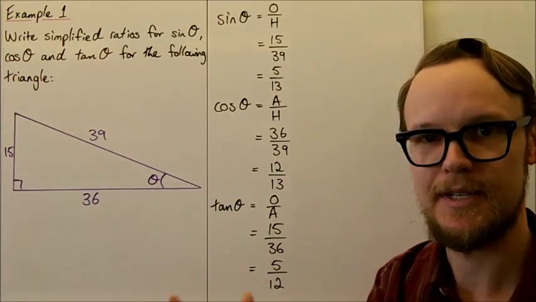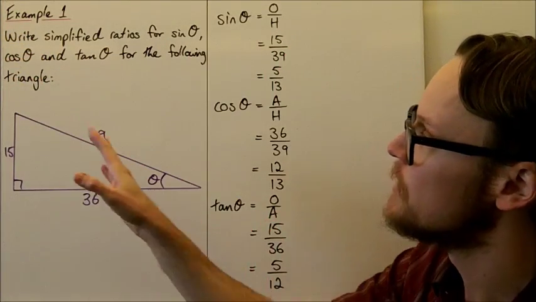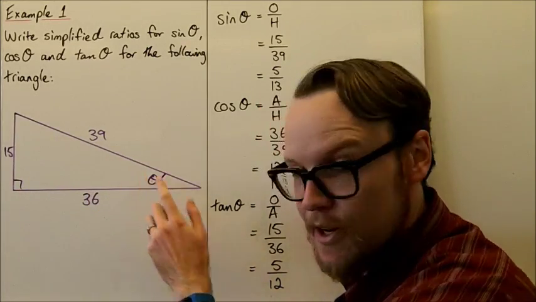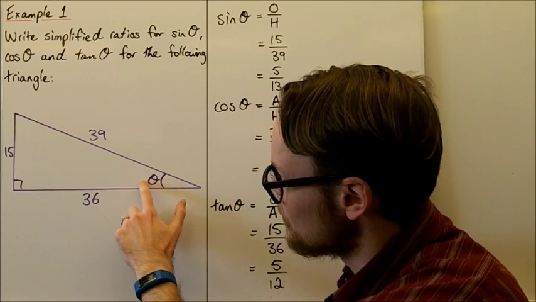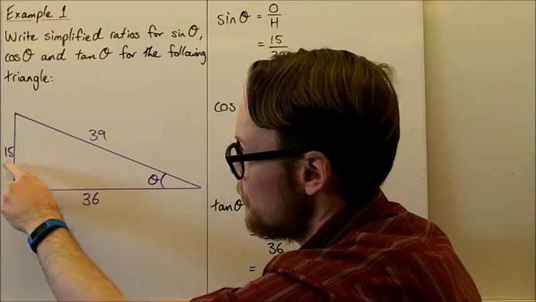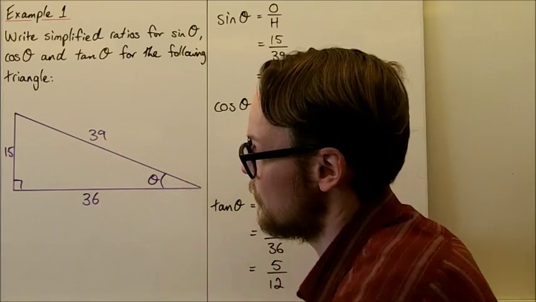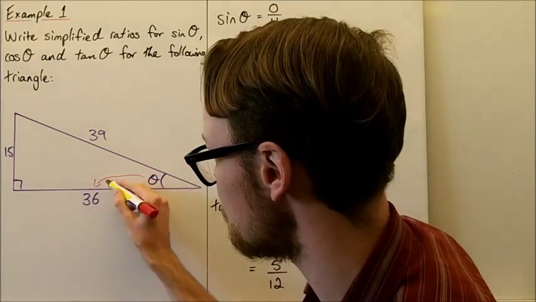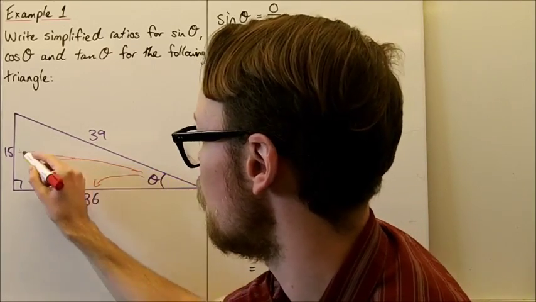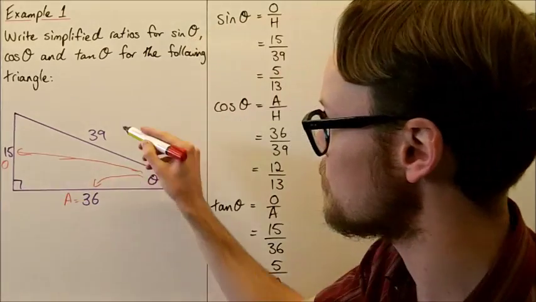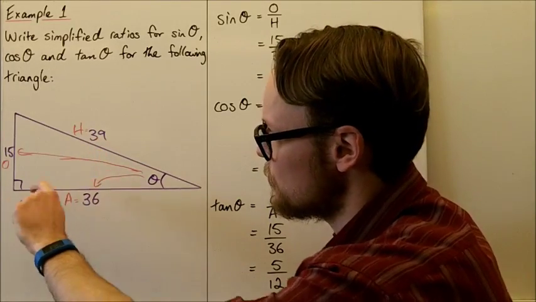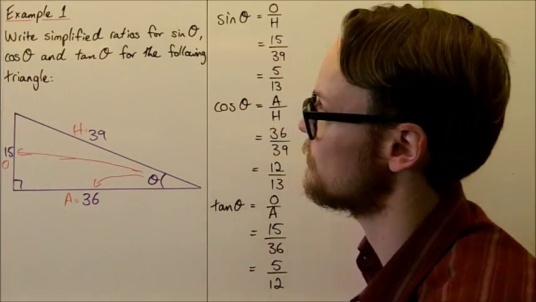So let's try and understand it by looking at what this means in practice. So if I've got a triangle here, I've got a right angle, I've labelled the angle here. I don't know how large that angle is, but I've labelled it here. And I've labelled the sides 36 for the adjacent side here, 15 for the opposite side, and 39 is the hypotenuse. So this side here is the adjacent side. This side here is the opposite side, and this is our hypotenuse here. So hypotenuse is 39, opposite side is 15, and our adjacent side is 36.